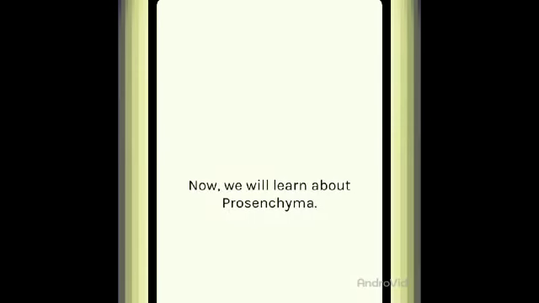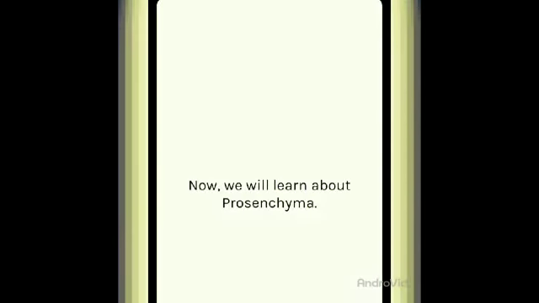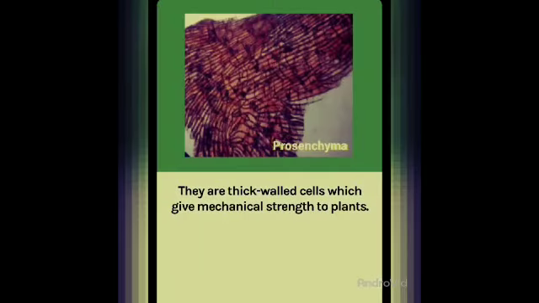Now we will learn about prosenchyma. They are thick-walled cells which give mechanical strength to plants. Whenever we use the term thick-walled, most of the time their function is giving mechanical strength and mechanical support. So here is another type of parenchymatous tissue, prosenchyma. So prosenchyma's specialty is what? They are thick-walled cells and give mechanical strength to the plant, right?